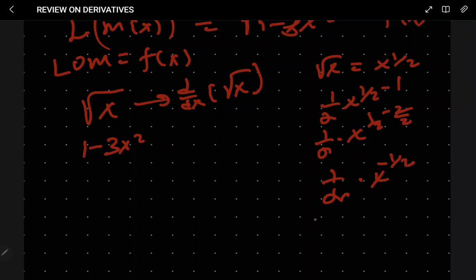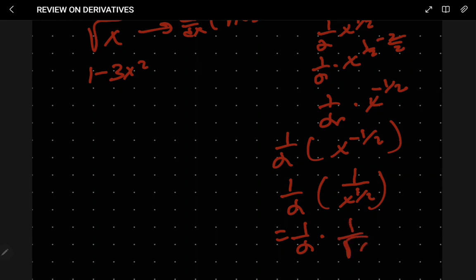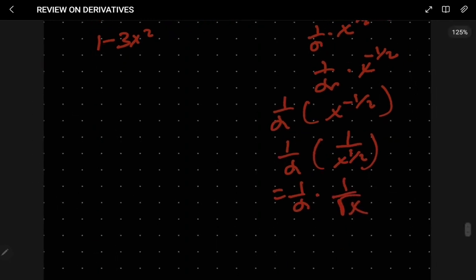Then this is how much? What is x to the power of minus 1 over 2? Because it's minus, you can just remember 1 over x to the power of 1 over 2 will be the positive exponent. This is the same as 1 over 2 times 1 over root x. Very simply, the derivative of root x is 1 over 2 root x. All right, so this is the derivative of the first one.